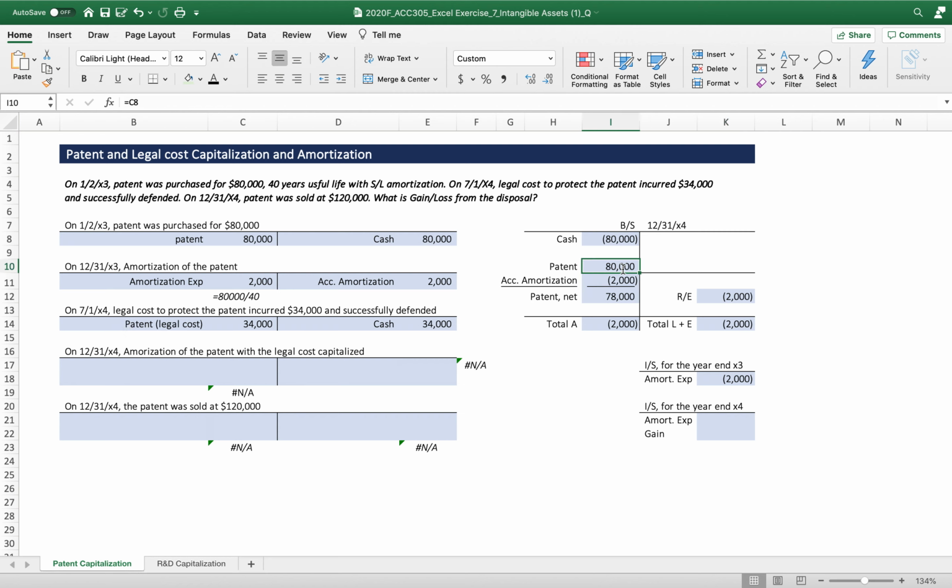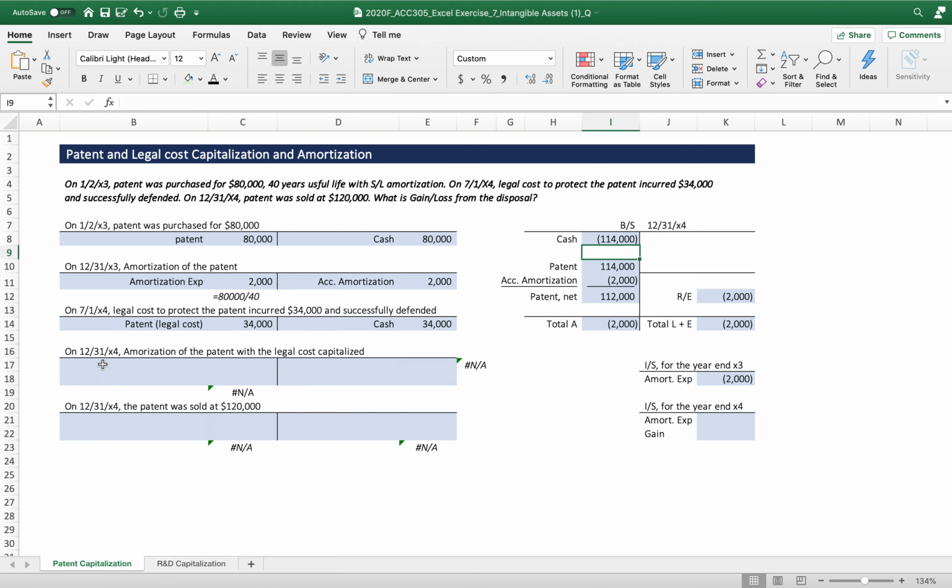Now we have to put the legal cost into the patent. Here we put legal cost on the patent. So it has increased to $114,000, which is the acquisition cost of the patent, and then cash $34,000 out. So we still have the same balance between total assets and liability and equity. Okay. Now, year-end 4, we have to amortize the patents.